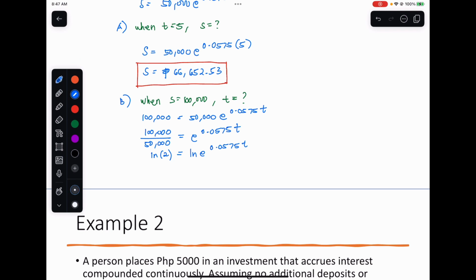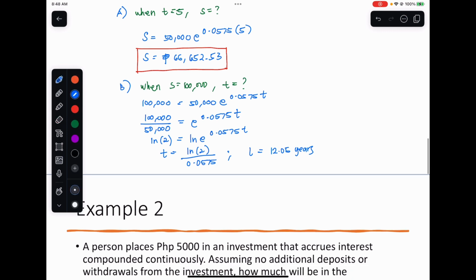So that gives us the time: ln 2 divided by 0.0575. And thus t will be ln 2 divided by 0.0575, so it will take 12.05 years for your money to double. And that's how money works.